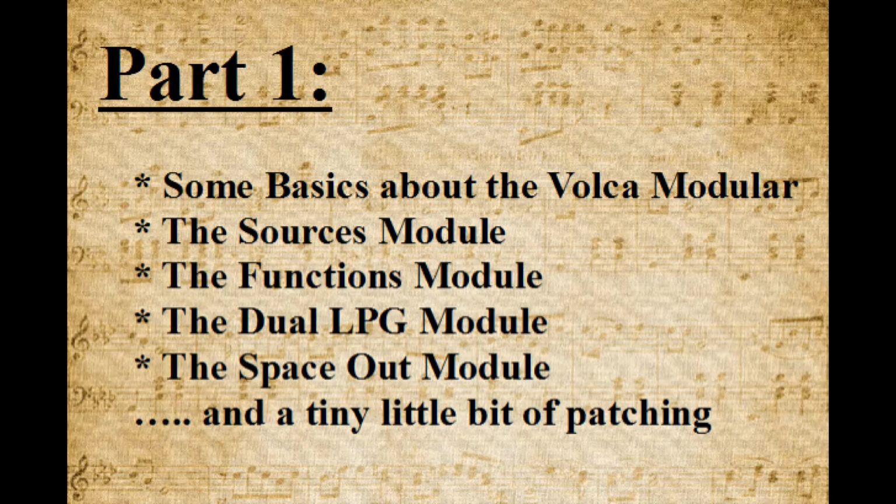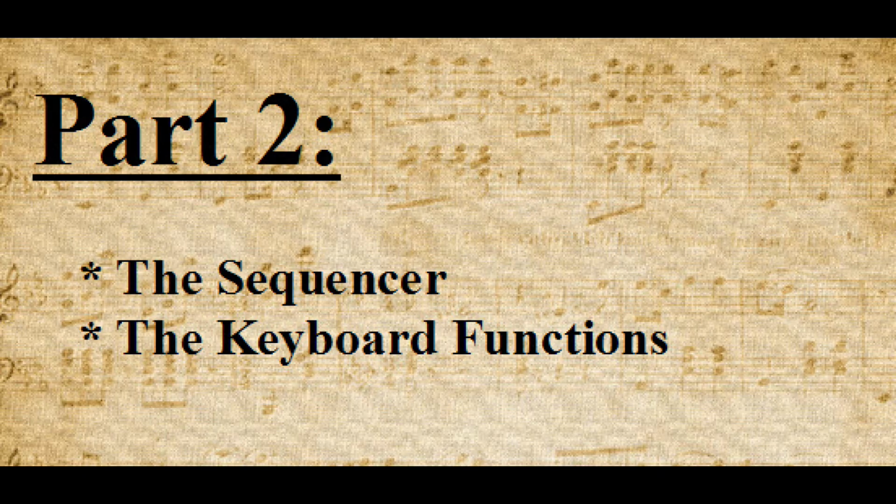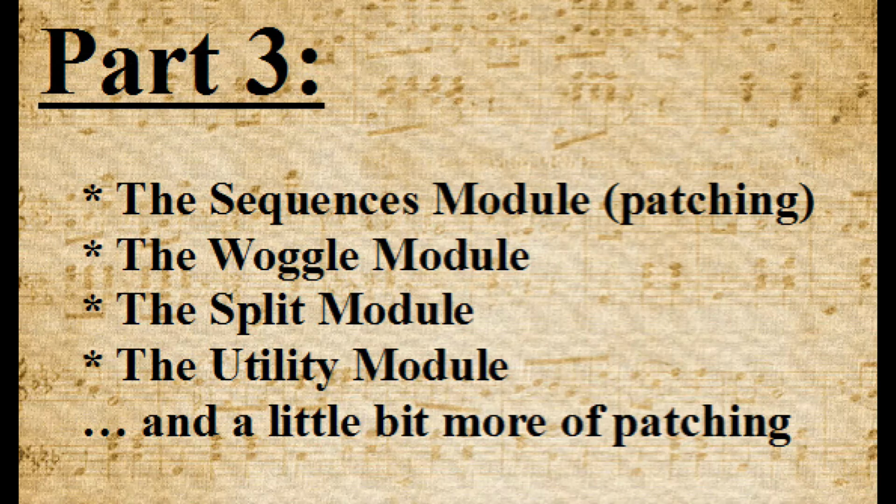Part 1 was all about the sources module, the functions module, the dual LPG, and the space out. Today I'm talking about the sequencer and the keyboard functions of the module. Part 3 is going to demonstrate and explain the module's Woggle, split, utility and sequences, the latter meaning the different ways of integrating the sequencer in a patch.